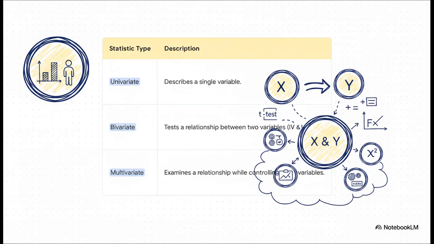Univariate stats, that's when you're just describing one variable at a time. The tests we just covered, the t-test, ANOVA, chi-square, those are all bivariate. They test if a relationship exists between two variables. The next level up from there is multivariate, where you test that same relationship, but you do it while also accounting for the influence of other variables.